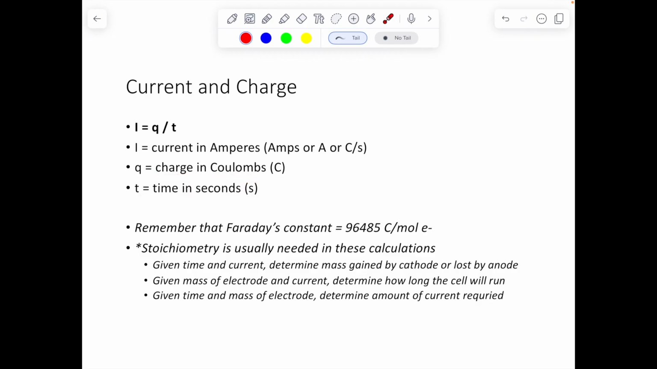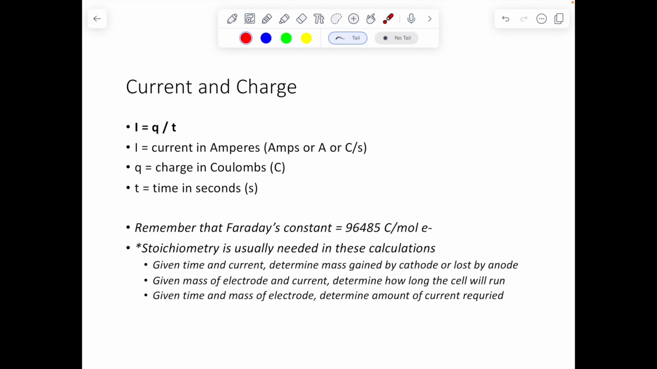So be careful, watch the time, because sometimes they'll give you time in minutes or hours, and you'll need to make sure that you convert to seconds before you can use amperes as a conversion factor, or if you calculate amperes. Make sure that you are watching the time units.